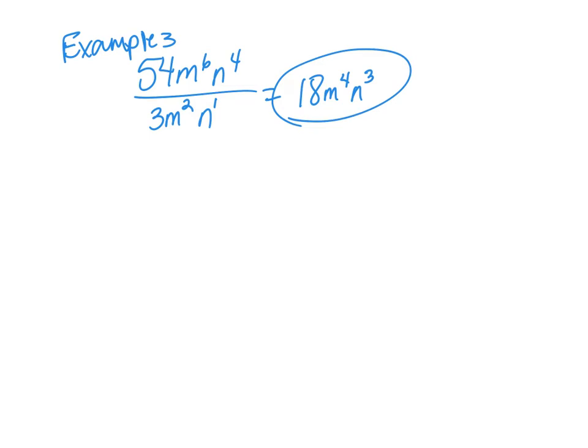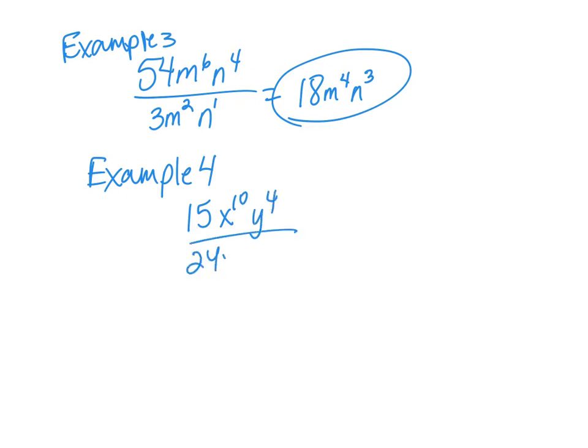Okay. Sometimes we do get answers with negative exponents, so let's do another quotient rule where we would have a negative exponent. This one is 15x to the 10th y to the 4th over 24x to the 12th y to the 3rd. So first thing you're going to do is simplify that fraction. 15 over 24 becomes 5 over 8.